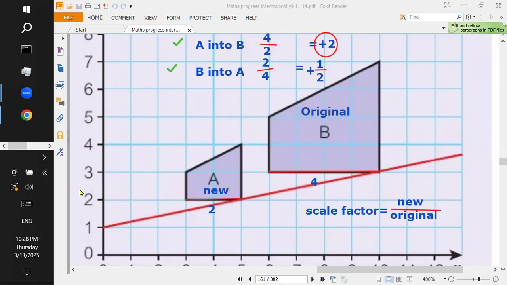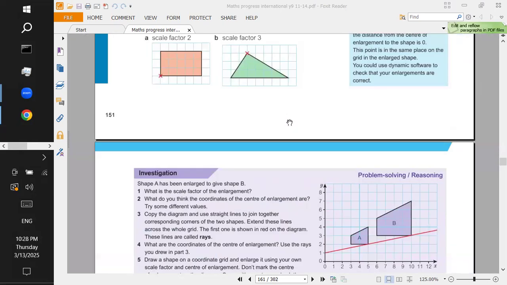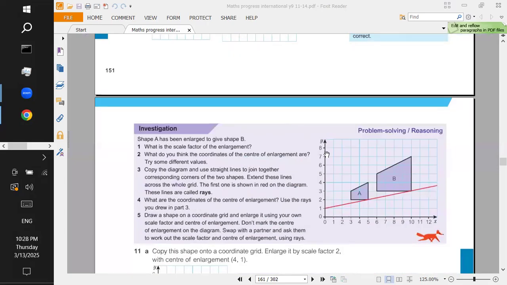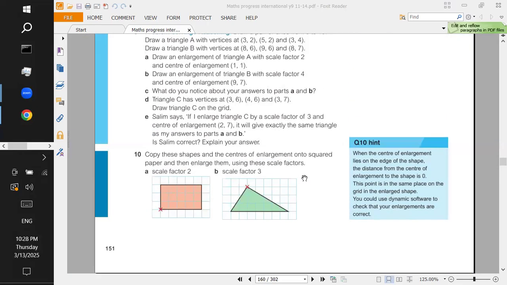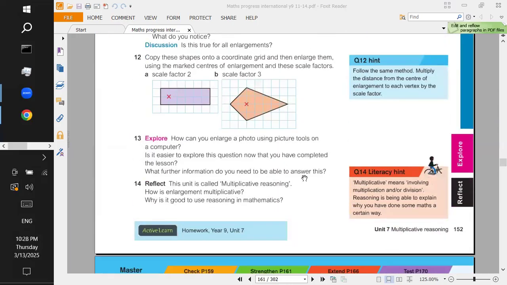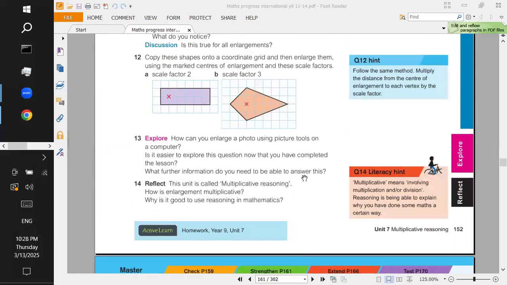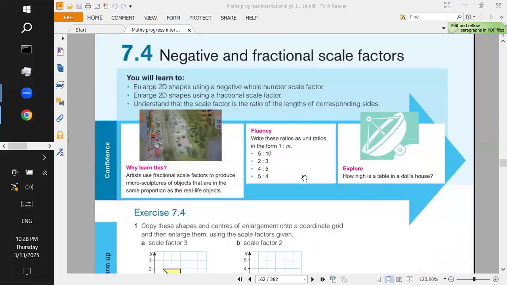Now let's move on to the rest of the questions. So we covered the idea of finding the scale factor and the center of enlargement. We covered the idea of having a positive scale factor, and that's the idea here for 7.3. In the next video, we're going to talk about 7.4, finding the negative and fractional, or enlarging by a negative and fractional scale factor.